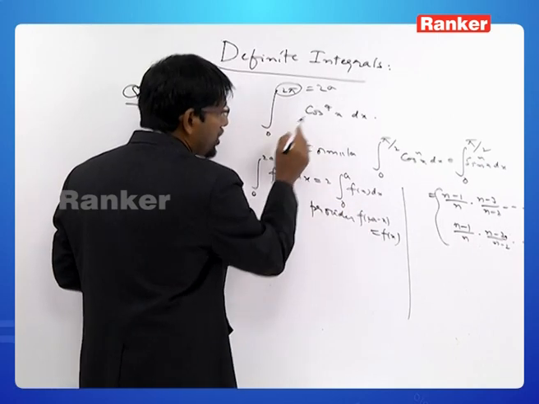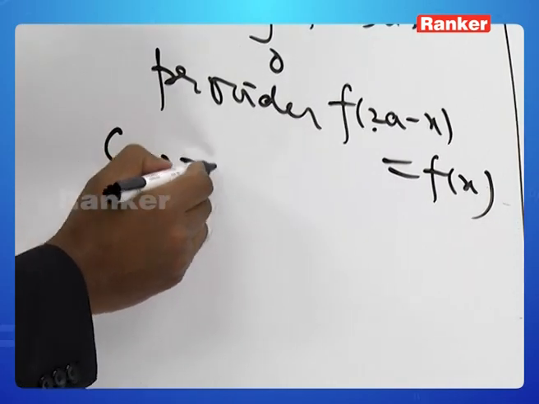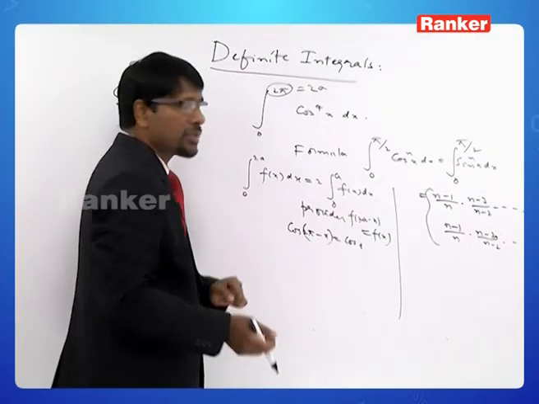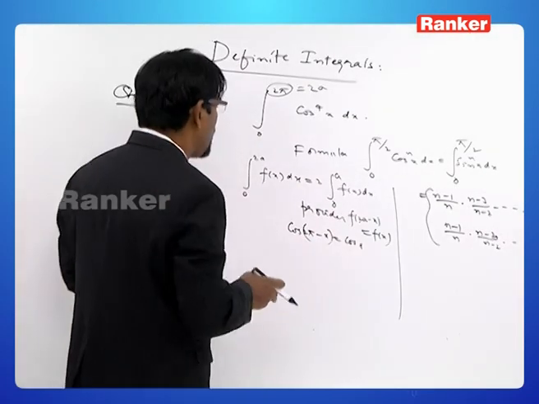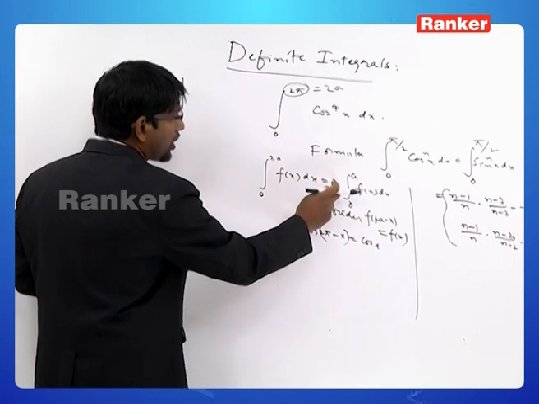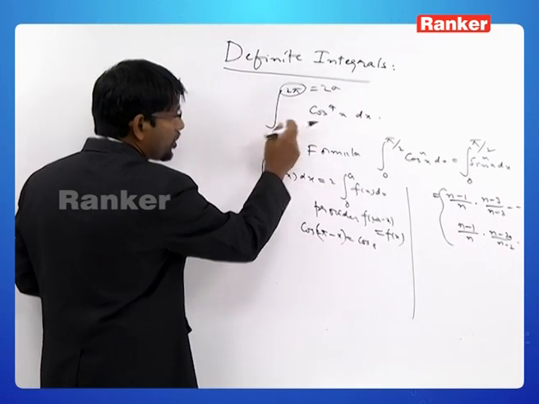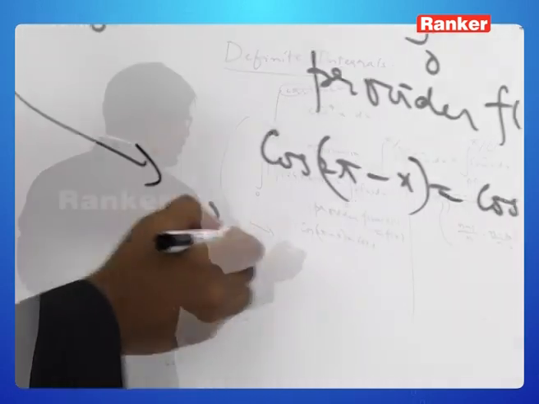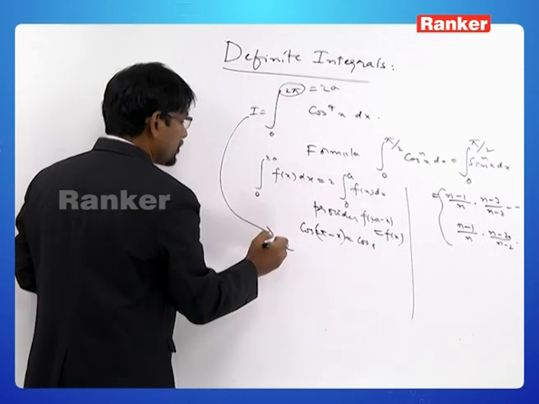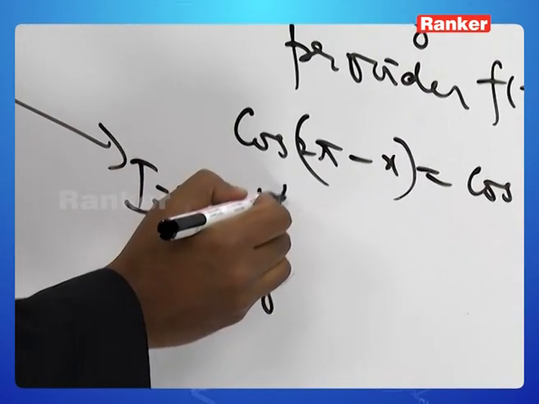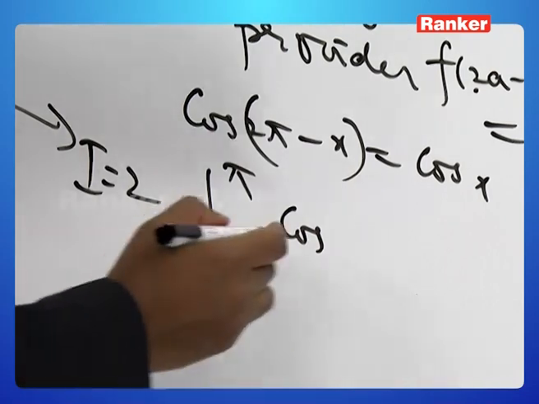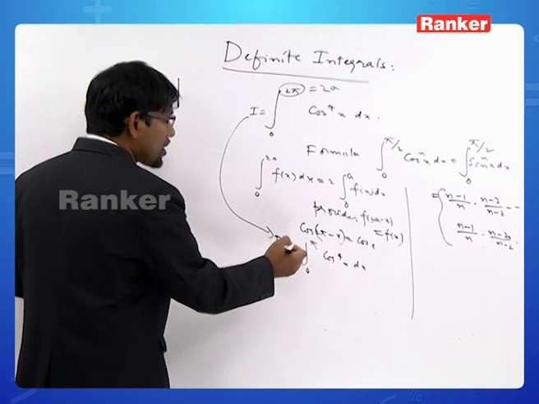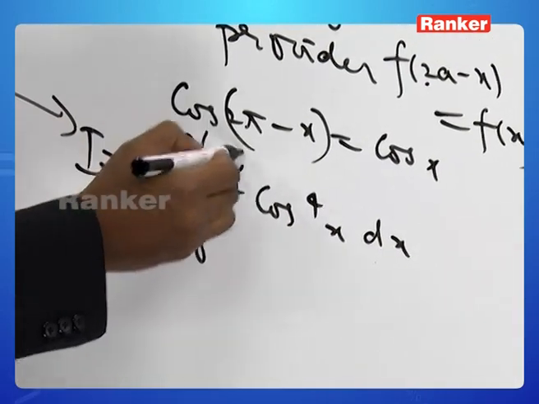So f of 2a minus x, cos of 2 pi minus x, we know it's same as cos x. So f of 2a minus x is equal to f of x. So it does satisfy this property. Therefore, we can rewrite this integral as 2 times integral from 0 to pi of cos x raised to the power 4 dx. Again, I can treat this further as 2 into pi by 2.